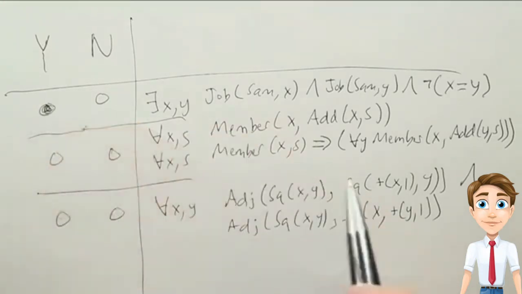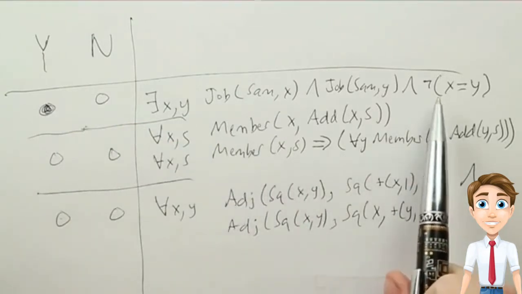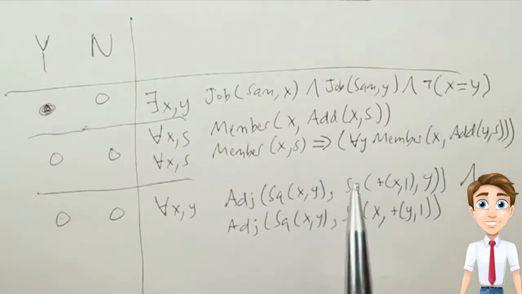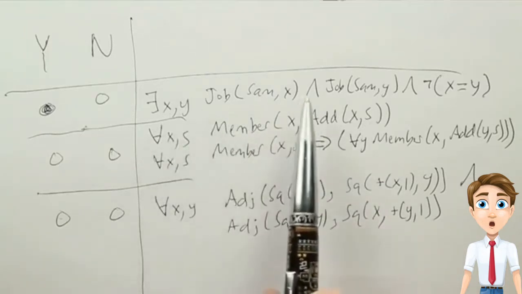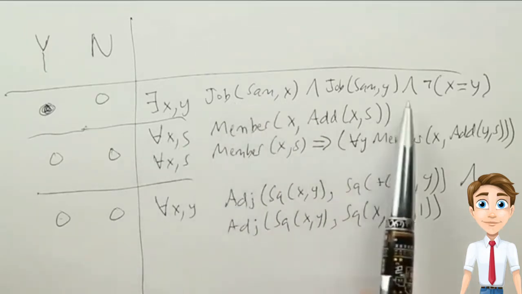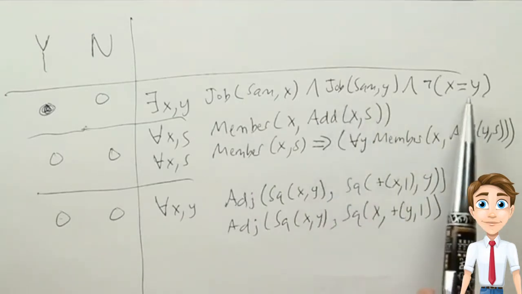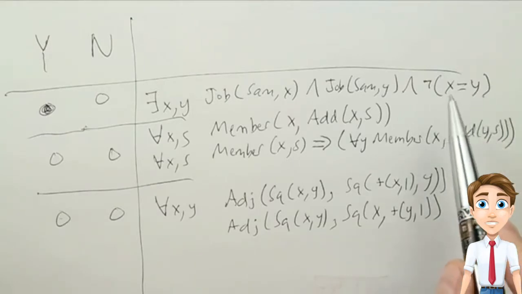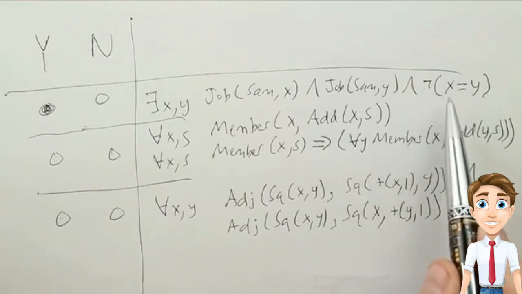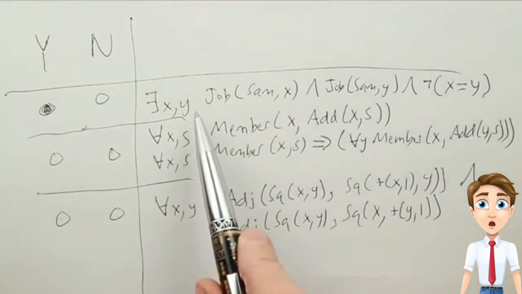First answer is yes. This is a good representation of the sentence, Sam has 2 jobs. It says, there exists an X and a Y, one of them is a job of Sam, the other one is a job of Sam, and crucially, we have to say that X is not equal to Y. Otherwise, this would be satisfied, and we could have the same job represented by the variables X and Y.